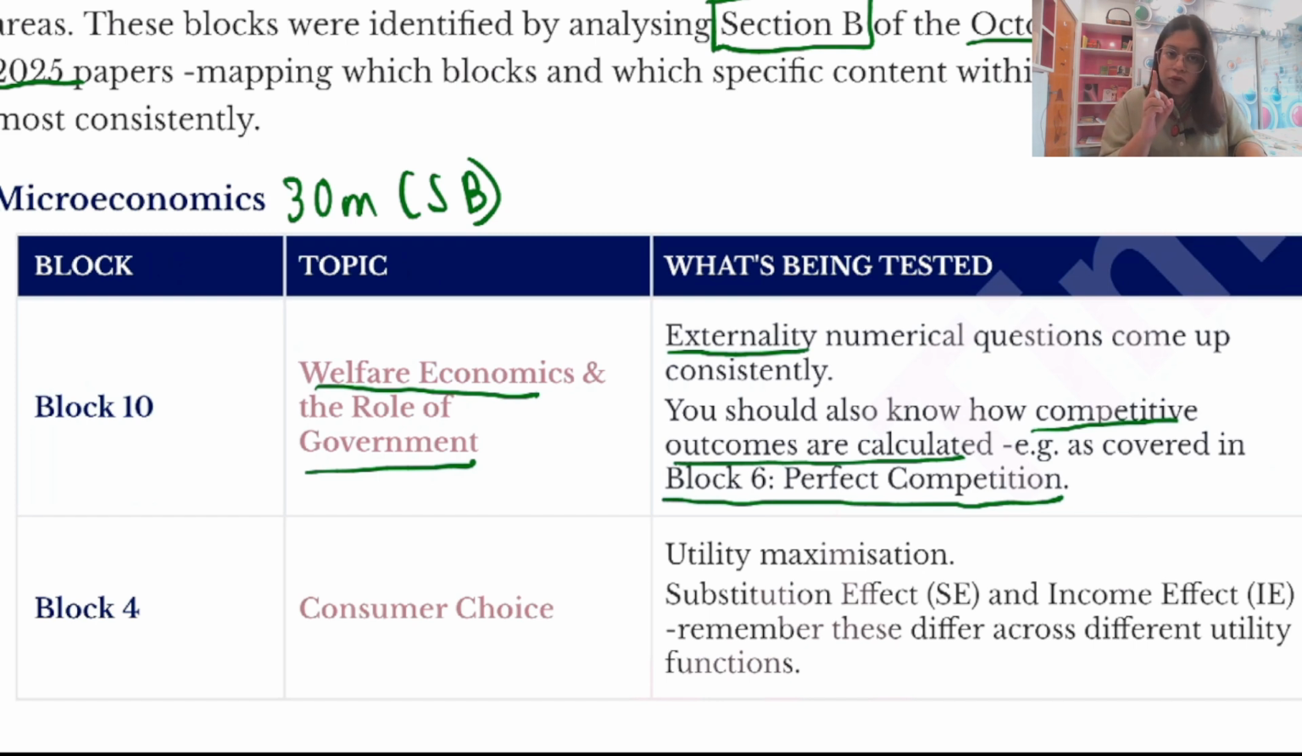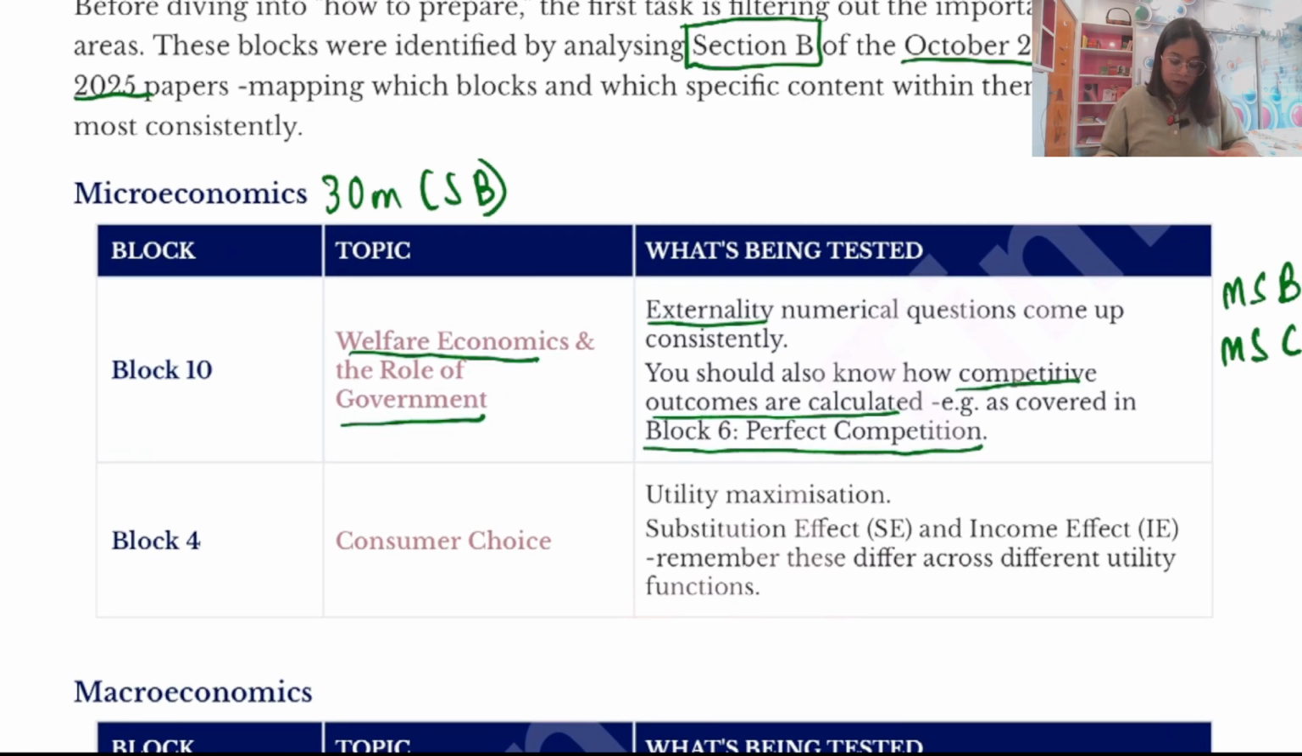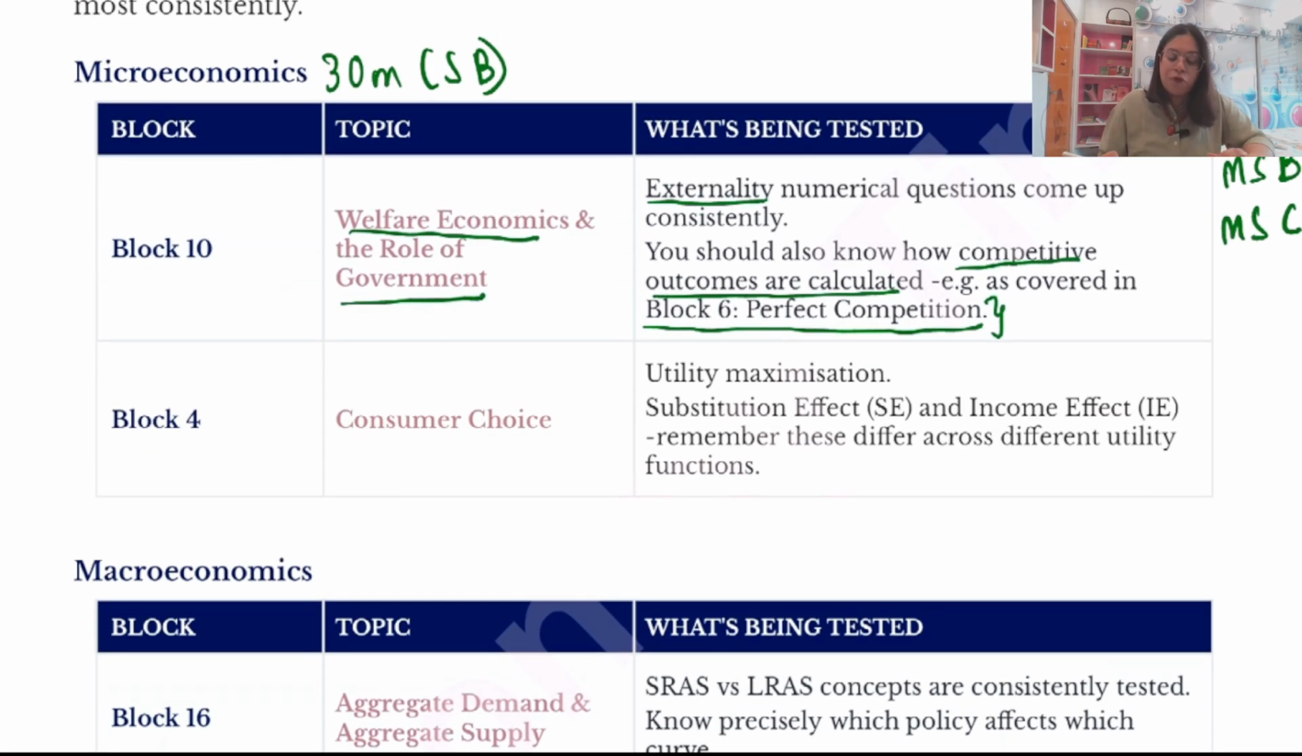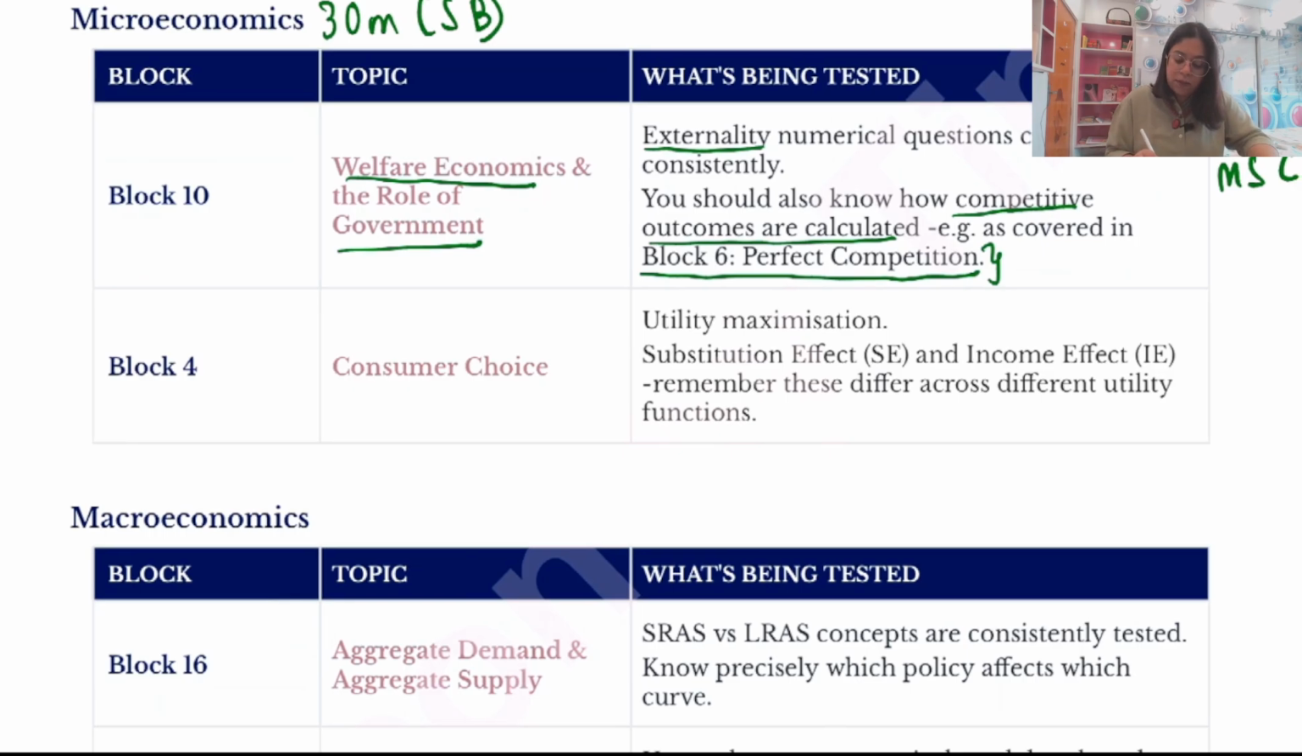To crack a question which is technically from block 10, you also need a hold on numericals of block 6. By the way, block 6 independently is tested a lot in May attempts. So you see, there is a lot of interlinkage. Second, block 4. Block 4, utility maximization, is very similar to the May attempt.